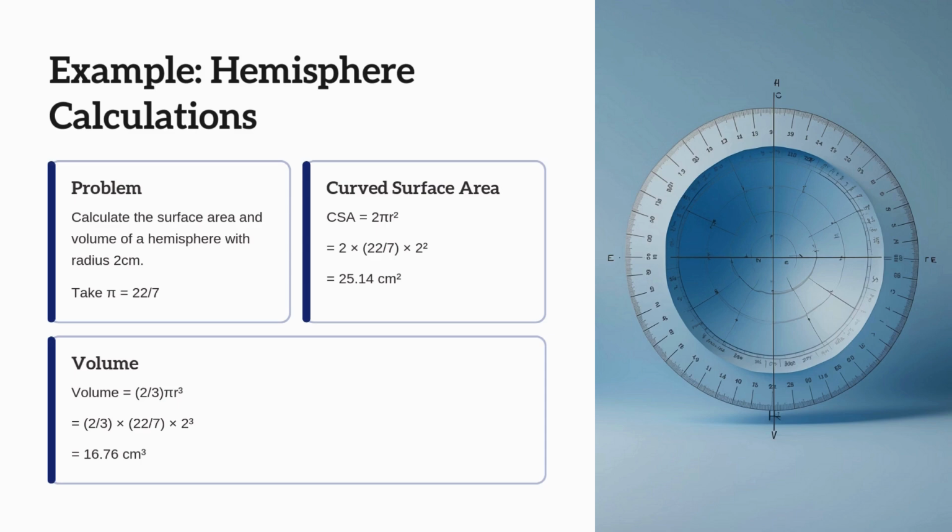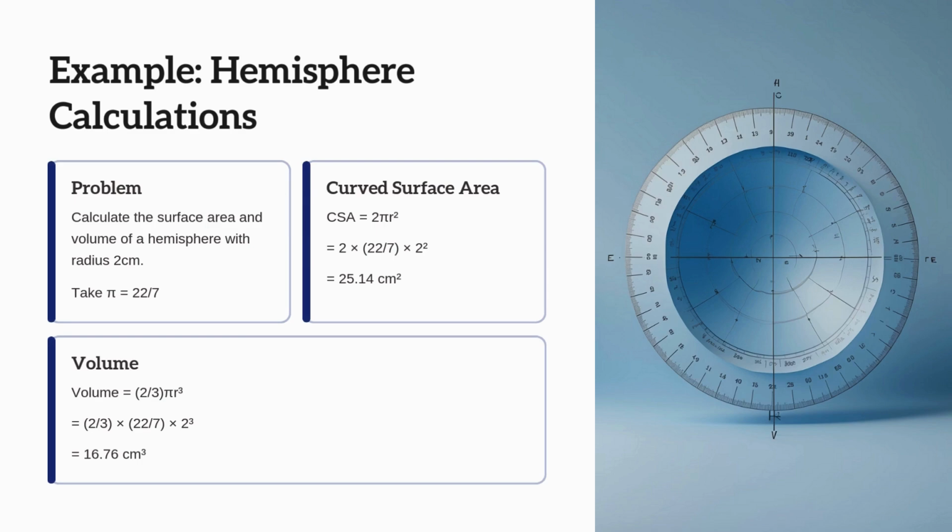Now compute step by step. 2 multiplied by 22 equals 44. 44 multiplied by 4 equals 176. So the numerator is 176, and the denominator is 7. This is derived from multiplying in sequence. Now divide 176 by 7. This gives 25.14, rounded to 2 decimal places. This is the simplified numerical value of the curved surface area. Final curved surface area equals 25.14 square centimeters.